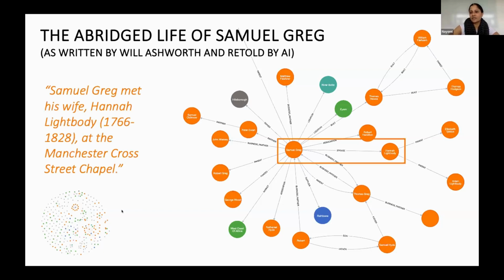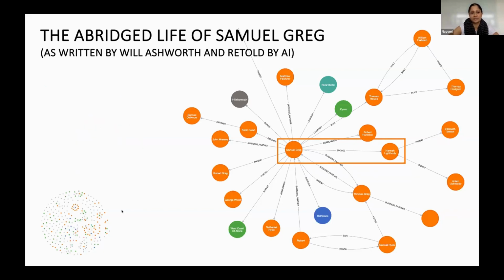The first extract concerns Gregg and his wife, and we see that they are correctly identified as orange-coloured person nodes. The spousal relationship is correct, although not bidirectional. It ignores the reference to the chapel that was the couple's meeting place. You can't see here, but Hannah's birth and death dates are correct and attached as properties on the node, because that's what we've told the LLM to do with dates for the moment.